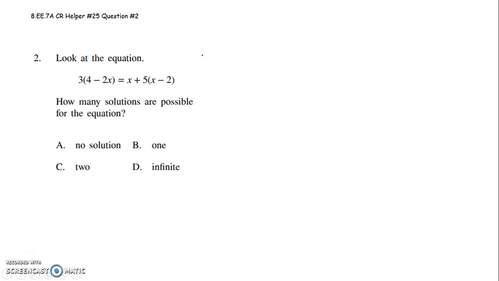Eighth graders, this is to help you with question 2 on CR 25. It says, look at the equation: 3 times the quantity 4 minus 2x is equal to x plus 5 times the quantity x minus 2. Those are some ugly 2's. How many solutions are possible for this equation?